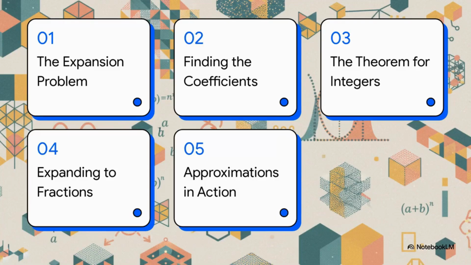Okay, so here's the game plan. We'll kick things off with why we even need this theorem. Then we'll figure out how to find the most important numbers, called the coefficients. After that, we'll build the theorem for whole numbers, stretch it to cover fractions, and finally see how it lets us do some seriously cool approximations.